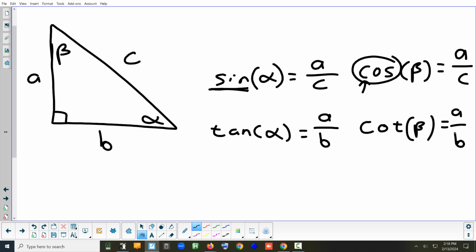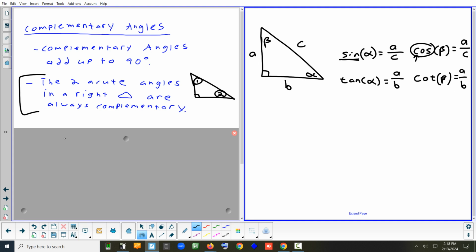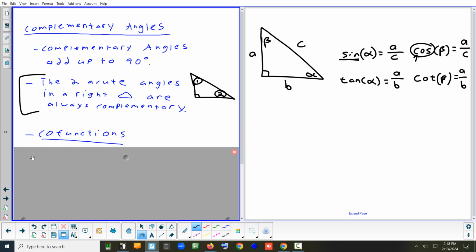So the way I matched these functions up, these are called cofunctions. Okay? Not reciprocal functions. That's when you flip one to get the other. Cofunction is when you put the word co in front of the trig function. So what do you think the cofunction, well, you already did it, but what do you think the cofunction is for sine?